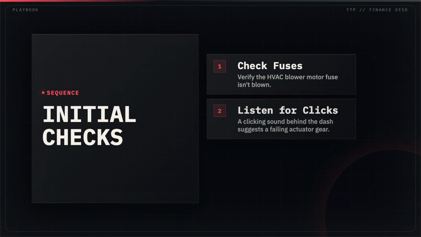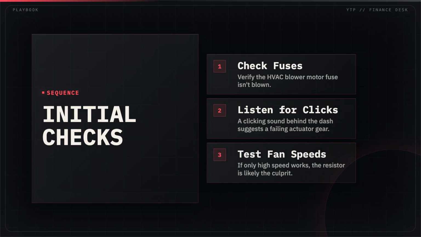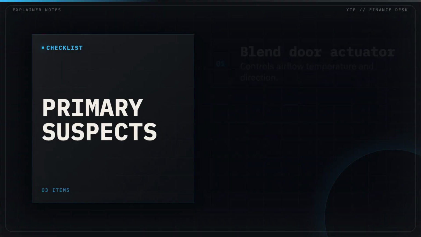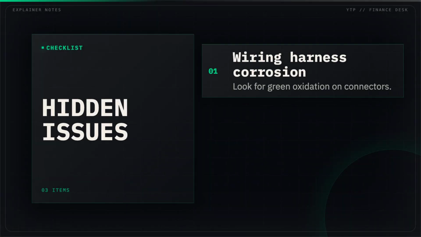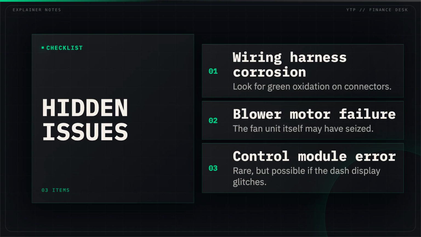Start by checking your fuses, listening for clicking behind the dash, and testing if the fan works on all speed settings. The primary suspects are the blend door actuator, the blower motor resistor pack, or a severely clogged cabin air filter. Don't overlook corroded wiring harnesses or a completely seized blower motor unit, which can also cut your airflow entirely.